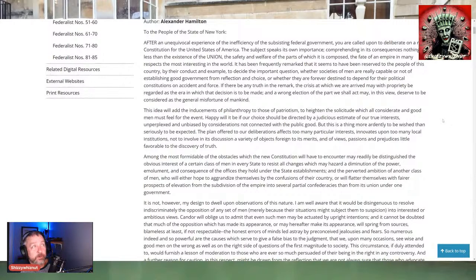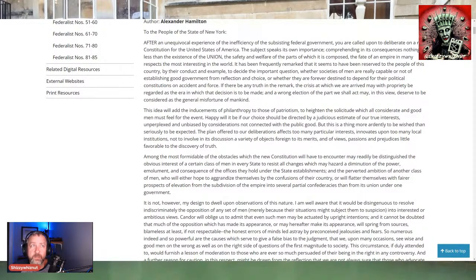After an unequivocal experience of the inefficiency of the subsisting federal government, you are called upon to deliberate on a new constitution for the United States of America. The subject speaks of its own importance, comprehending in its consequences nothing less than the existence of the Union, the safety and the welfare of the parts of which it is composed, the fate of an empire in many respects the most interesting in the world.